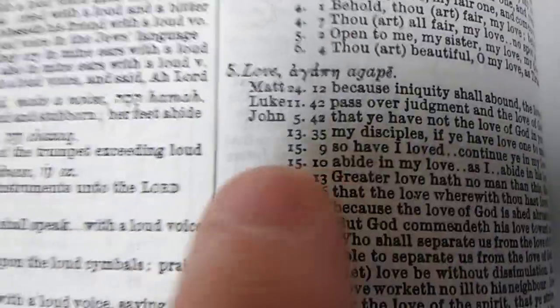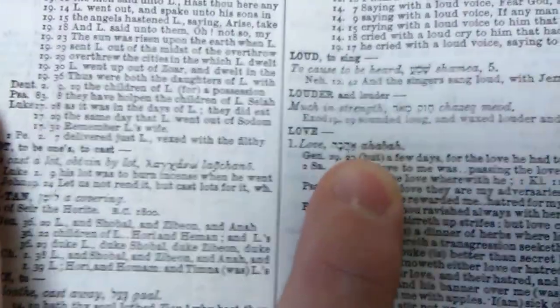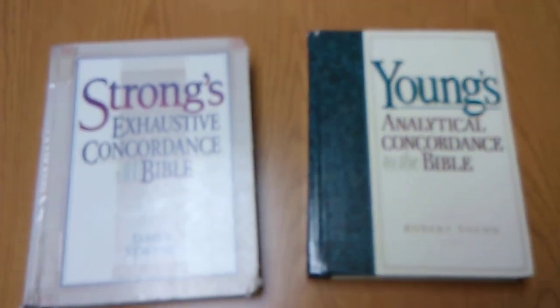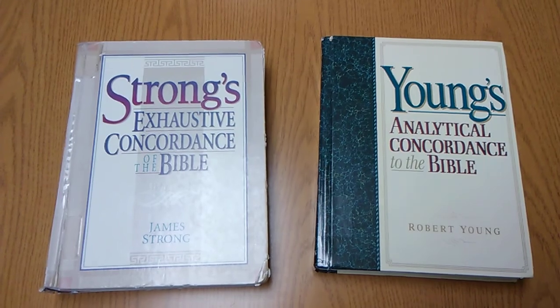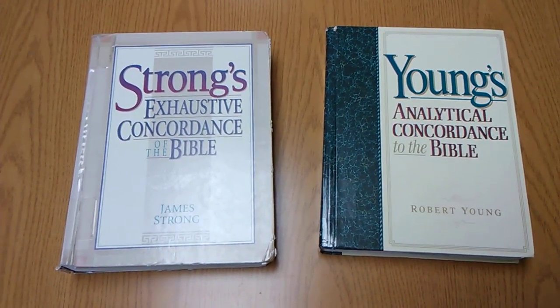So Young's doesn't give you as much in the way of definitions. He has here just that agape means love. He has here that the Hebrew term ahava means love, but he doesn't give you more than that. Strong's gives you a little more in terms of meaning. So again, I prefer Strong's, but this would be how you would use Strong's and Young's, the physical books, in studying words of the Bible.